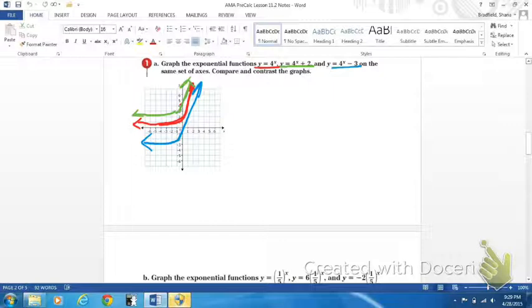So I think you can see from the graphs that it's the same graph, but it's just because on the second one we added 2, so the whole graph went up 2 units, and on the third one when we subtracted 3, the whole graph went down 3 units.